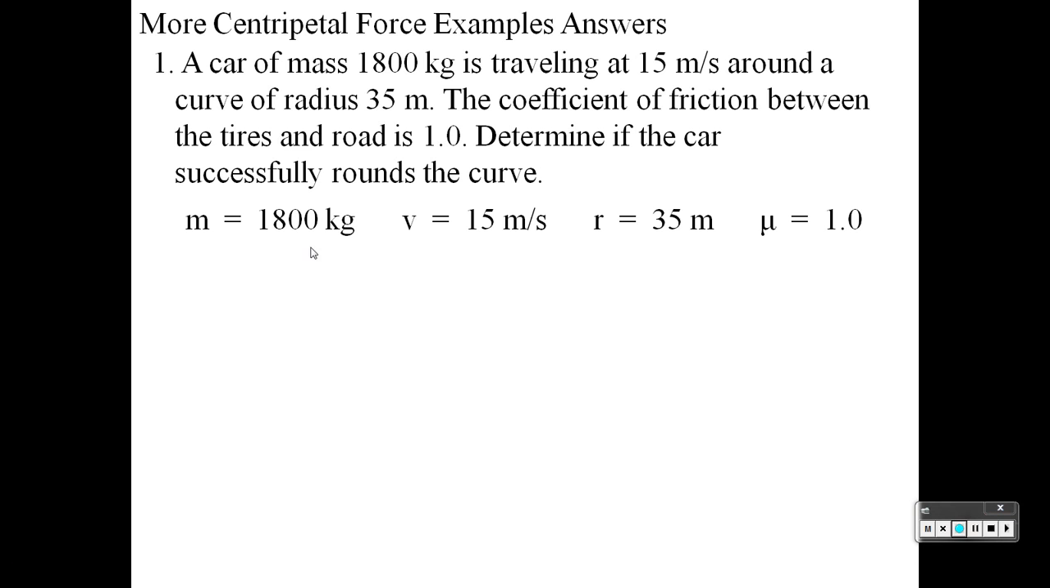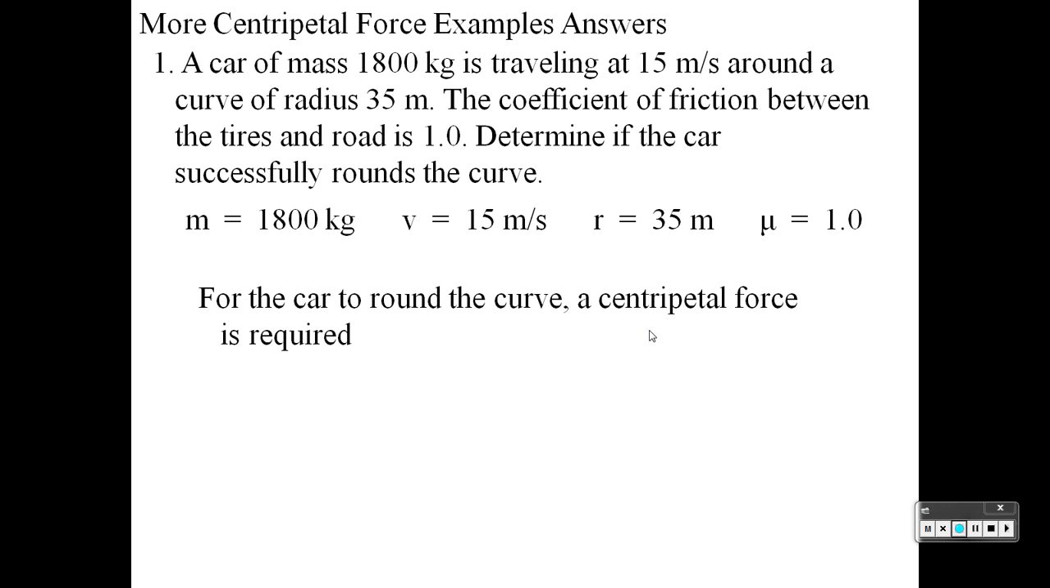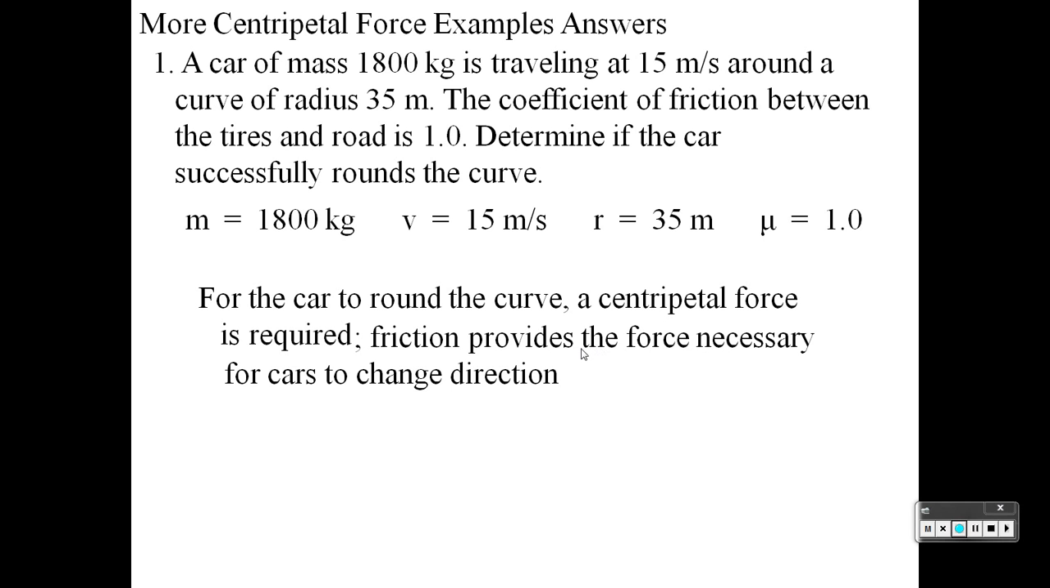Okay, well first let's make a data table. We are given the mass, the speed, the radius of the curve, and the coefficient of friction. Now, for the car to round the curve, which is part of a circle, a centripetal force is required. Centripetal forces must always be provided by other types of forces, and in this case, the force that will be providing the centripetal force is friction. So the question becomes, is there enough friction in this case?